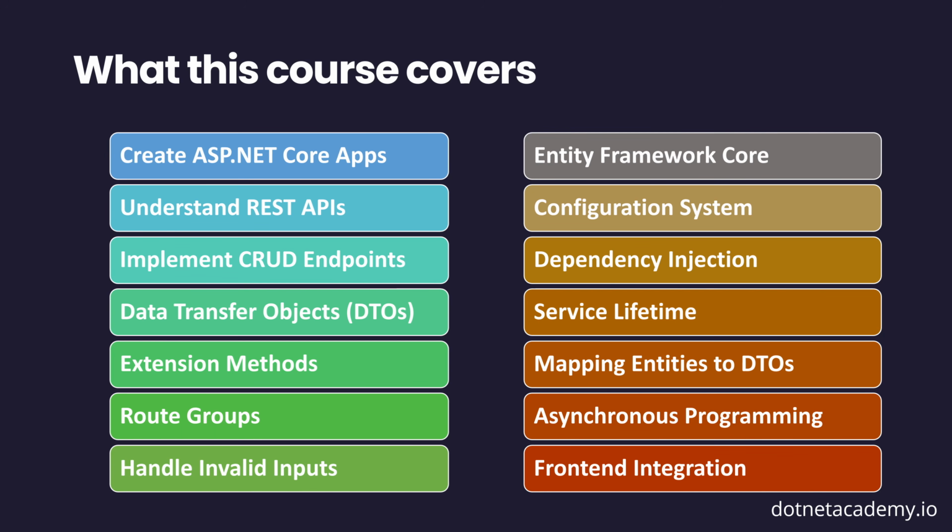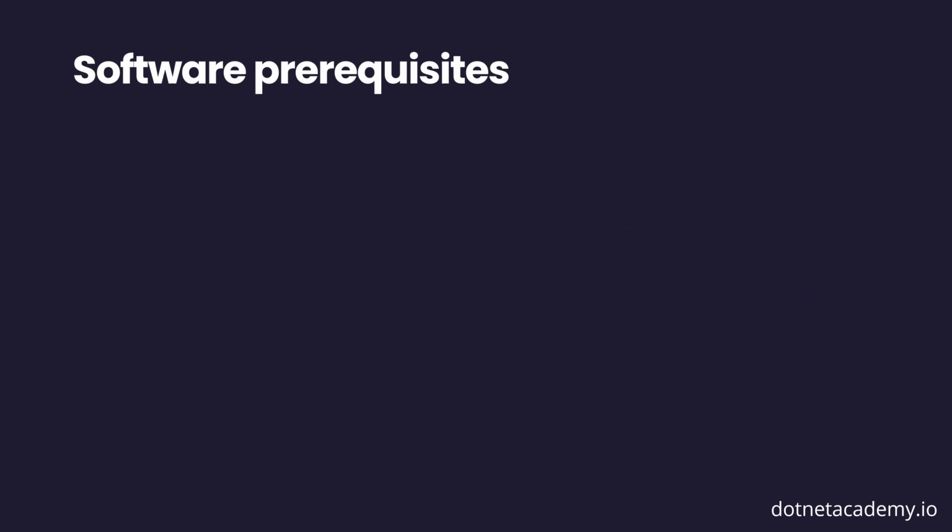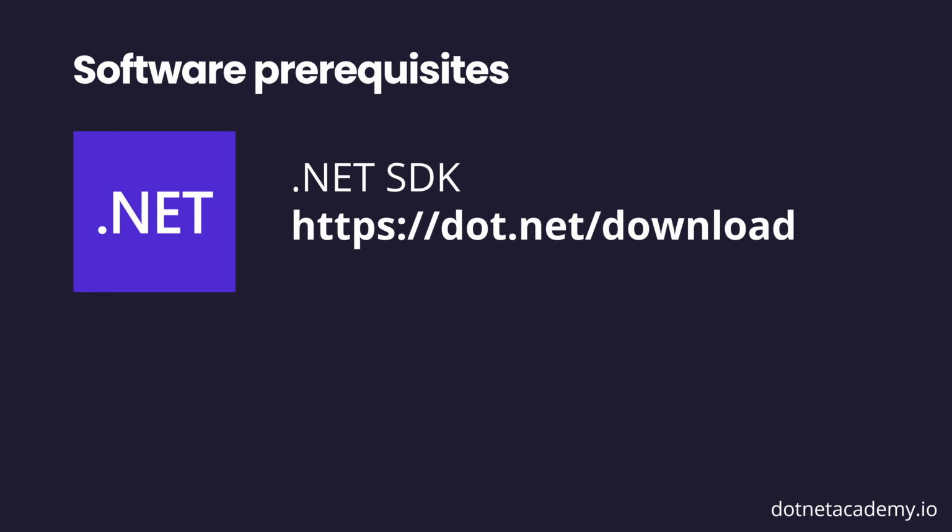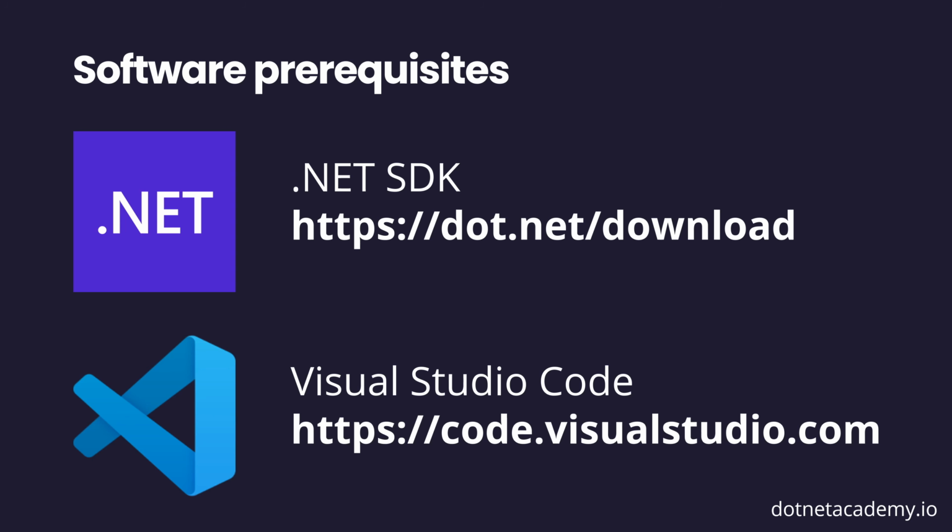To follow along, you will need two things installed: the .NET SDK, which is what lets you build and run .NET applications, and Visual Studio Code, the editor we will use across the course. We will also add a few VS Code extensions, which I'll show you as we go through the course. With the SDK and VS Code installed, let's see how to configure your development environment.